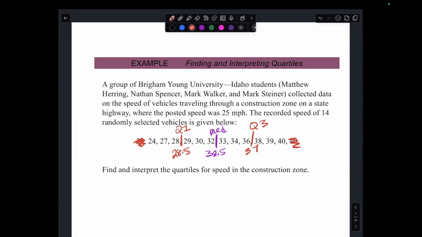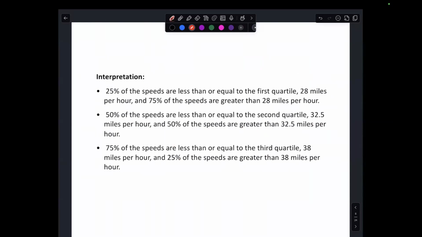Any more questions here? All right. This is the interpretation, as I just said: 25% of the speeds are less than or equal to the first quartile, 75% are greater than that. 50% of my speeds are less than or equal to the second quartile. This is basically what I just said with those 25%, so I'm just going to move on.